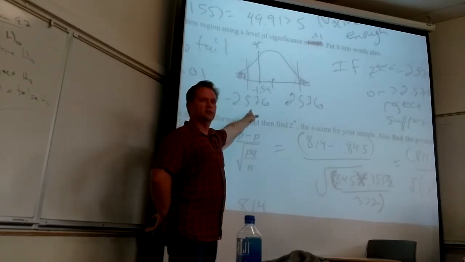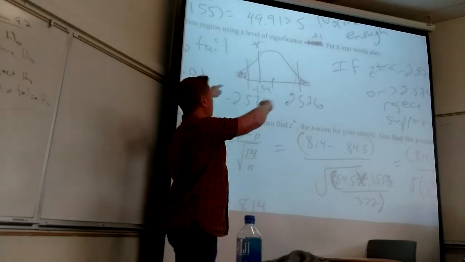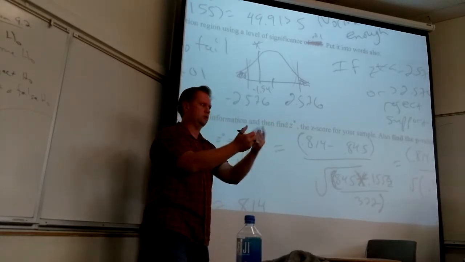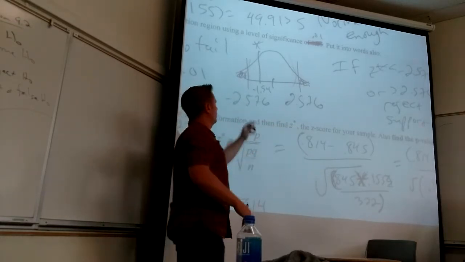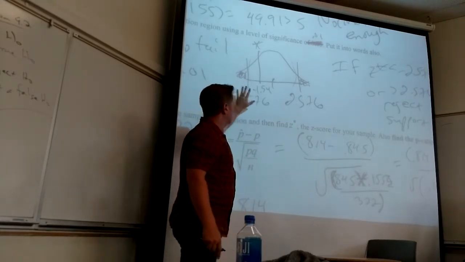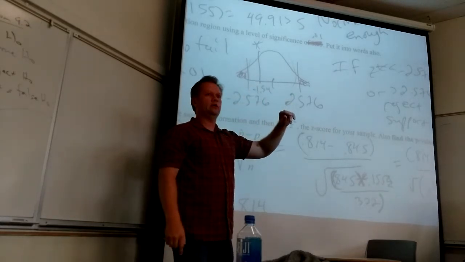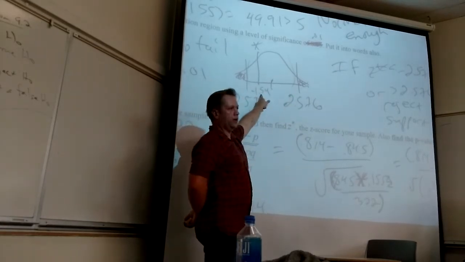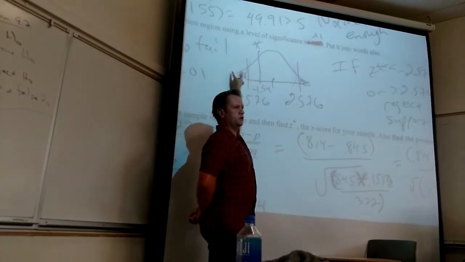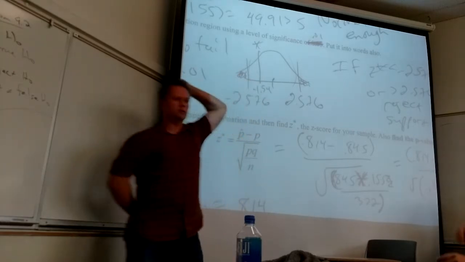Are you with me? Now notice the alpha was split in two. So if I only had one side, I'd have to double it to get alpha back. You guys are with me? Getting us ready for what we got to do. So if alpha is the area in the tail or tails of this critical z-score, the p-value is the area of the tail or tails of my score, my z-score. So how much is below negative 1.54?